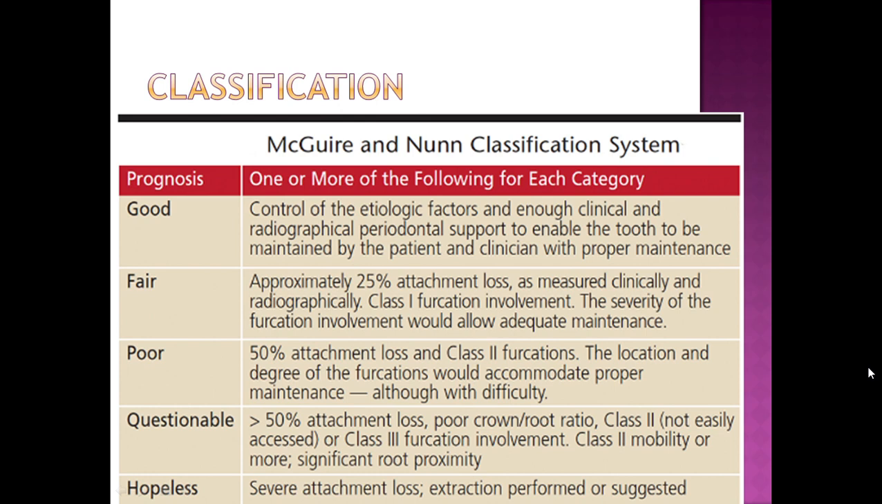Questionable prognosis, greater than 50% attachment loss, poor crown to root ratio, class 2 or class 3 furcation involvement, class 2 mobility or more, and significant root proximity. Hopeless, severe attachment loss, extraction can be suggested.